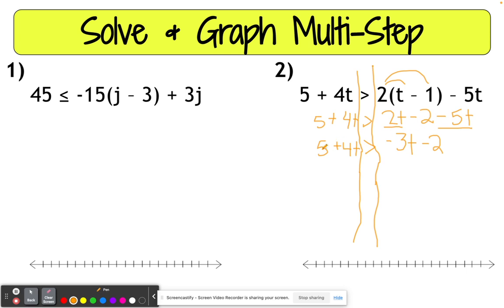Okay, so now what? Well, let's go to the bigger party. I have more t's over here than over here. So I'm going to add 3t to both sides. Just like if it was an equation, I'd always go to the bigger party.